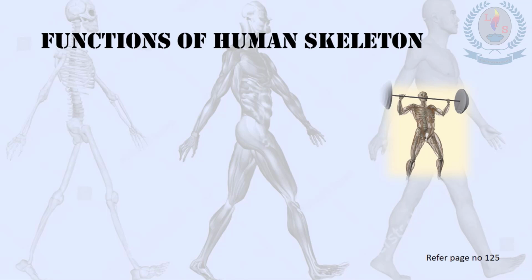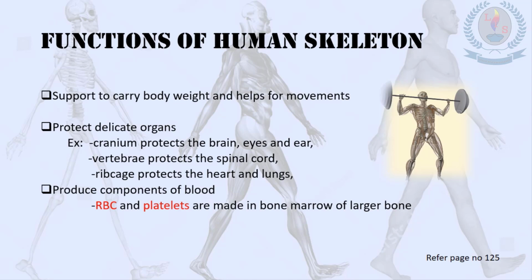Okay, let's find out the functions of human skeleton system next. As we all know, as the very first function, the human skeleton supports carrying body weight and also helps with each and every movement, and very importantly it helps to maintain a better posture. Not only that, it also helps to protect the delicate organs.